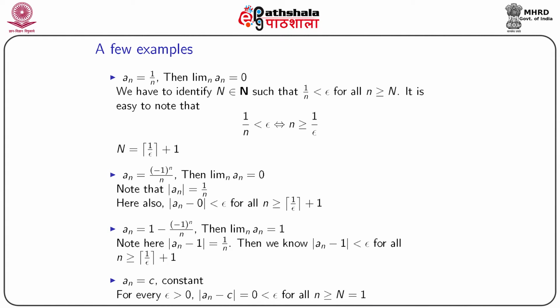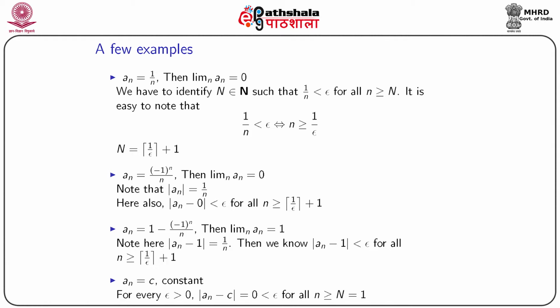Now we consider another example where we have the same sort of function 1 over n, but in the numerator we have minus 1 to the power n. If you take the modulus, it will become 1 over n, and we have already shown that this goes to 0. But we need to find the value of capital N. Here also we can write mod of an minus 0 is less than epsilon for all n greater than or equal to box of 1 over epsilon plus 1. So for both the functions, 1 over n or minus 1 to the power n over n, we are getting the same N as box of 1 over epsilon plus 1.